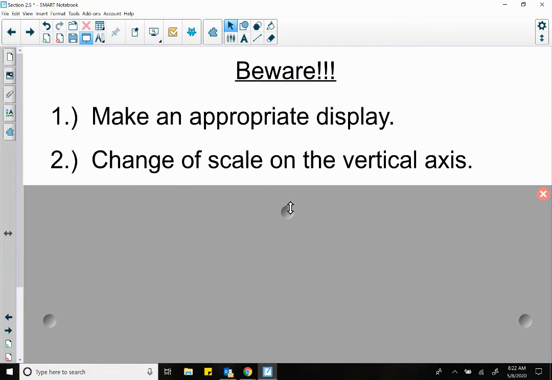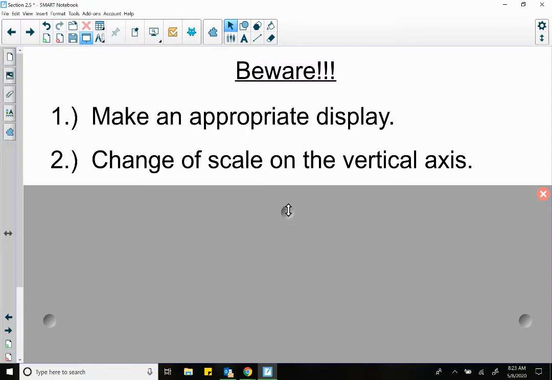Two, watch for a change of scale on the vertical axis, so the y-axis. Make sure that it is comparing apples to apples. If you have a y-axis scale that starts at 0 and goes up to 10, but on the other one it has a y-axis scale that starts at 5 and goes up to 10, what they have done is they have zoomed in. So be careful of that. Make sure the y-axis scales are matching, apples to apples.